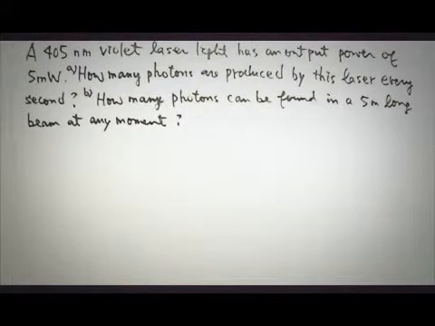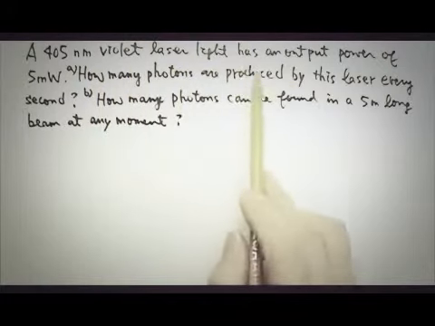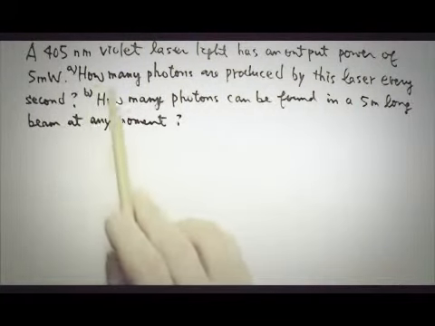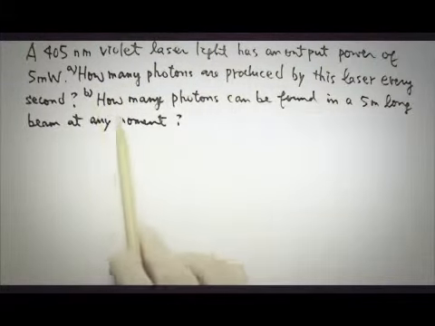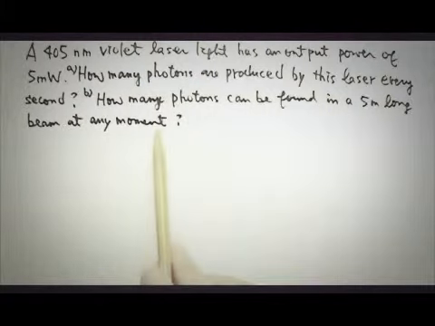Now let's try this problem. A 405 nanometer violet laser light has an output power of 5 milliwatts. A. How many photons are produced by this laser every second? B. How many photons can be found in a 5-meter long beam at any moment?